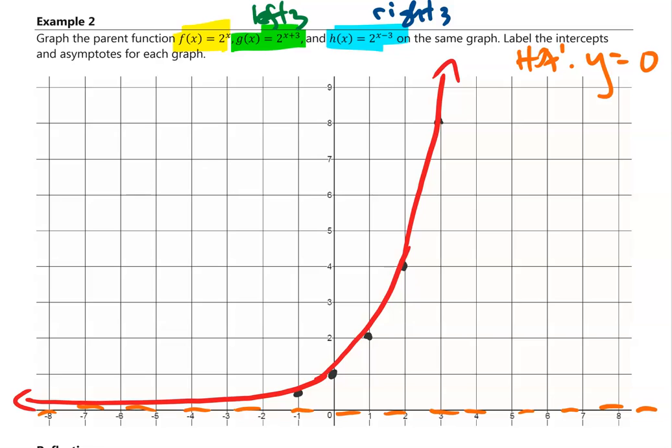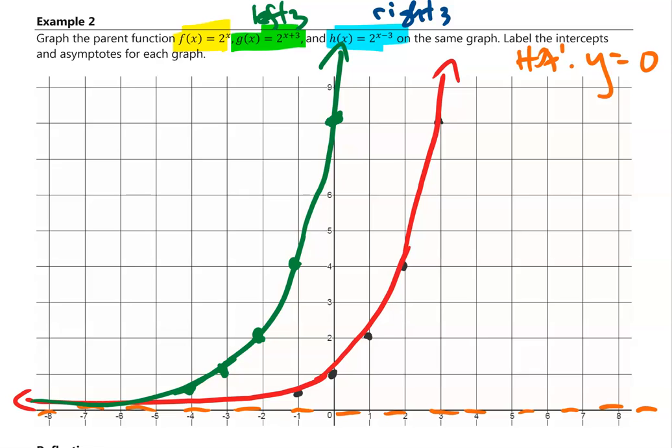Next, 2 raised to x plus 3. So again, left 3. So we move all the points to the left 3. So 1, 2, 3. This point 1, 2, 3, and the same for each of the other points, with the same horizontal asymptote of y equals 0. So it's going to be this graph, with these points.